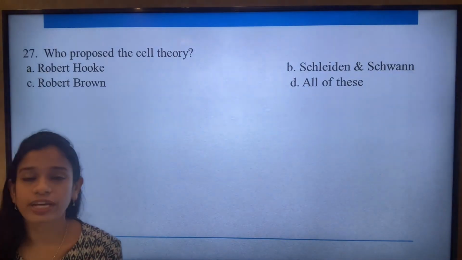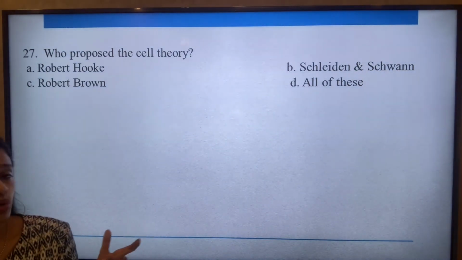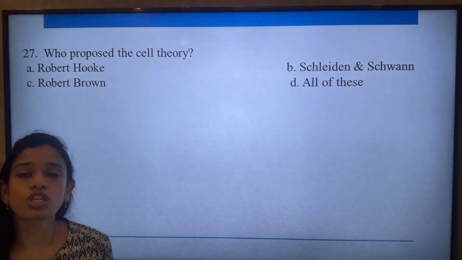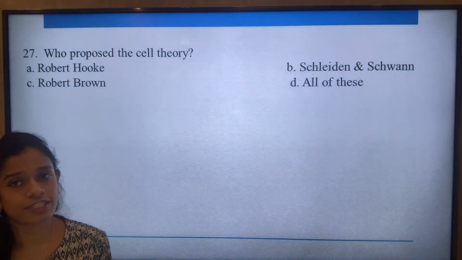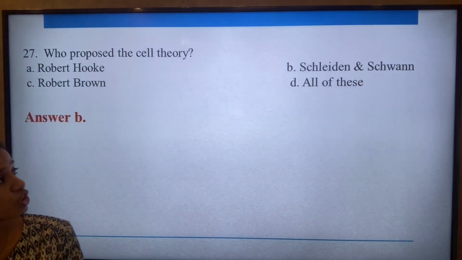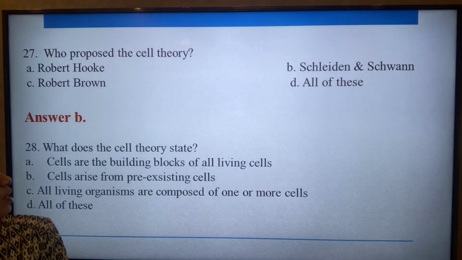The correct answer is Schleiden and Schwann, who actually proposed the cell theory, and Robert Hooke was the person who discovered the cell for the first time in 1665. And so the correct option is option B.